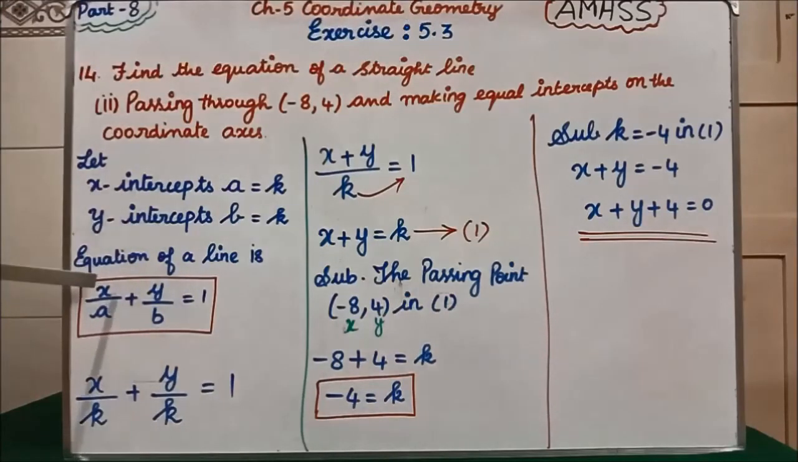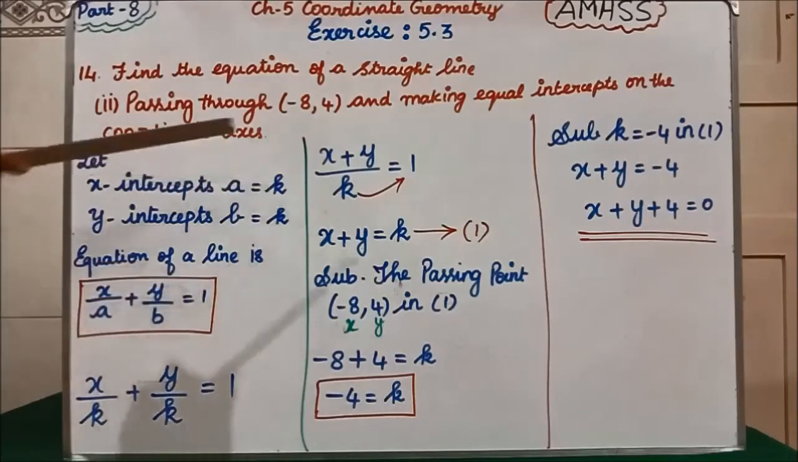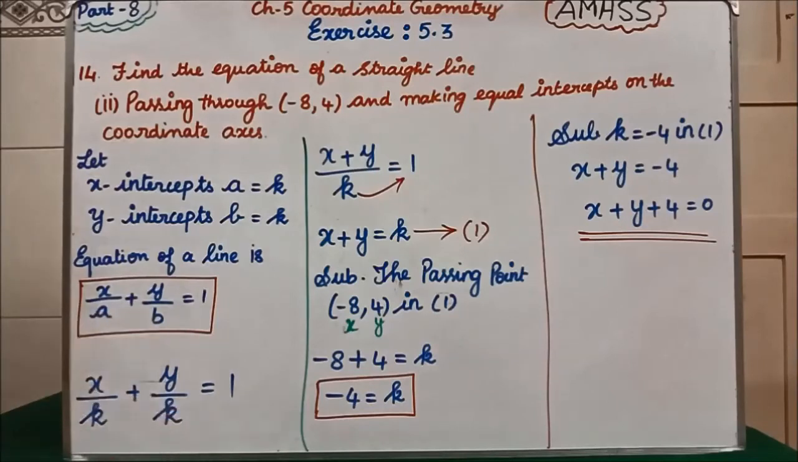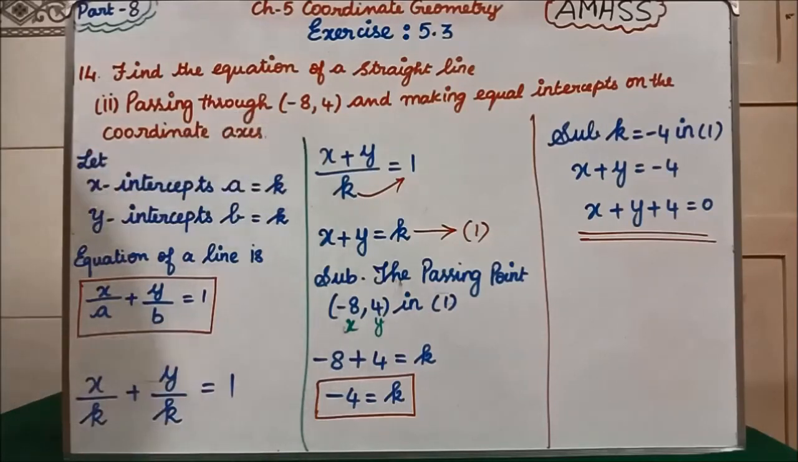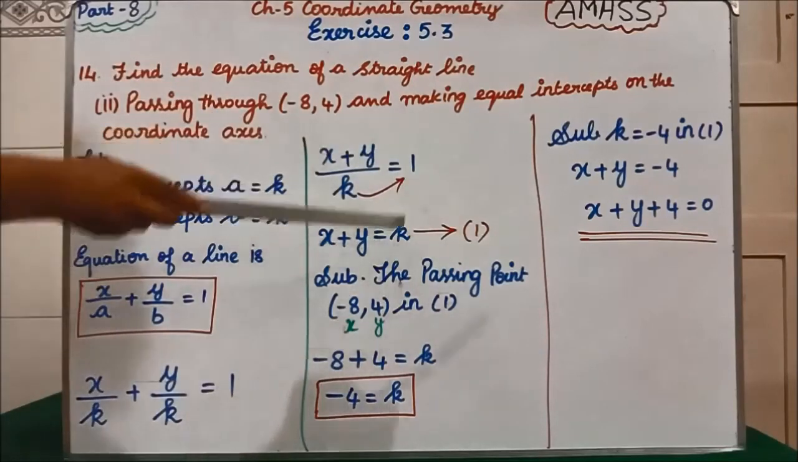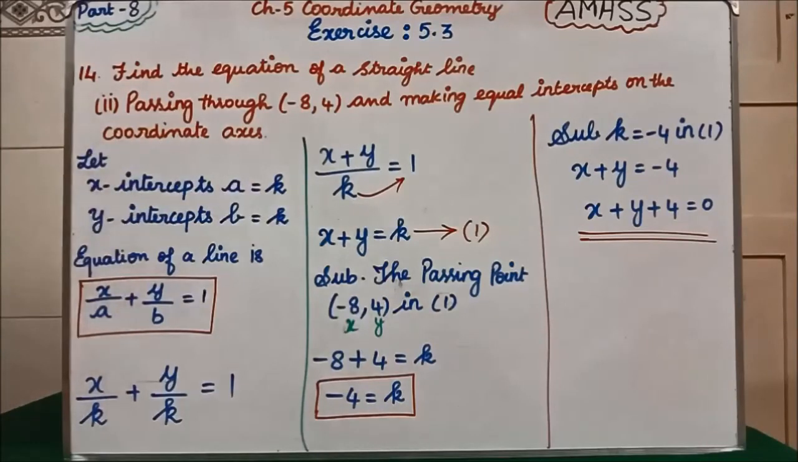Clear? The intercept formula is what? x/a + y/b = 1. In the a value we have k, b value we have k. Since both the denominators are the same, what we have to do? We just write 1/k and add the numerators, equal to 1. Now we multiply this: x + y = k. Clear? Now mark this as equation 1.